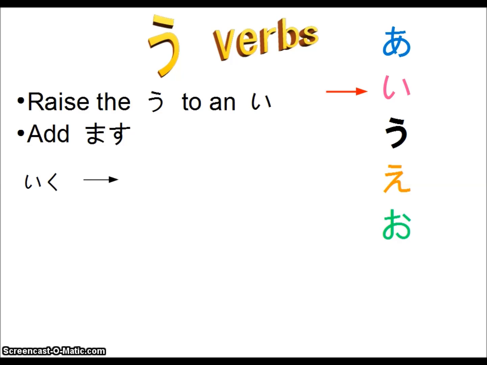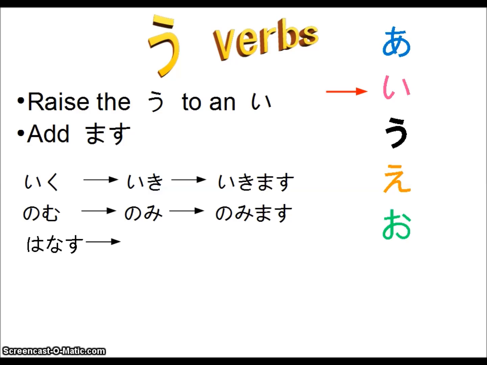So for iku, you raise the u to an i. So you still keep the K sound, but you raise the u to an i. So now it's iki. Now add mas, ikimasu. Nomu becomes nomi. Now it's nomimasu. Hanasu becomes hanashi. Then hanashimasu. And if you recall, there is no S-I sound in Japanese. When you learn the S line, it's sa, shi, su, se. So that's why it becomes hanashimasu.